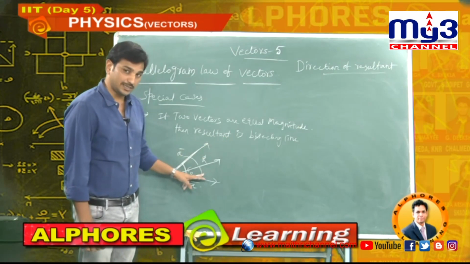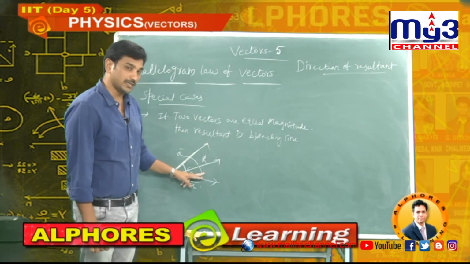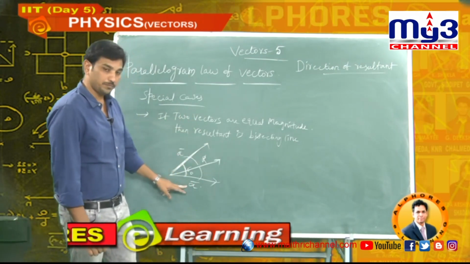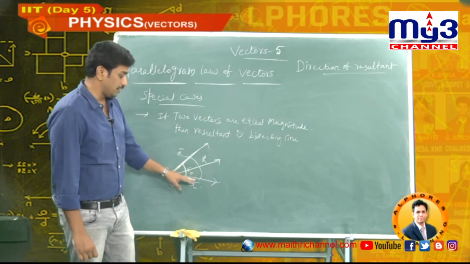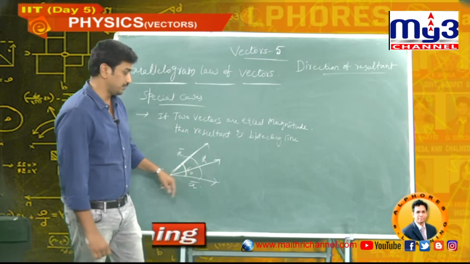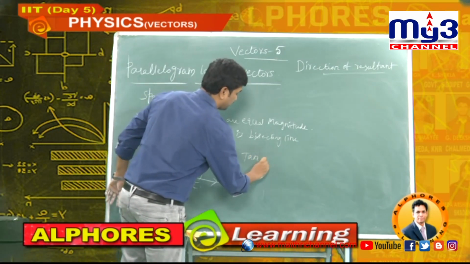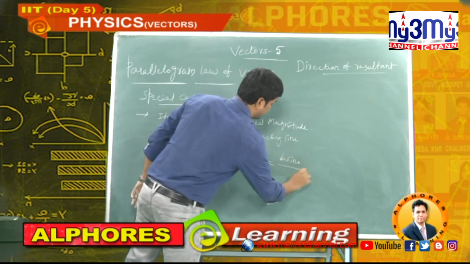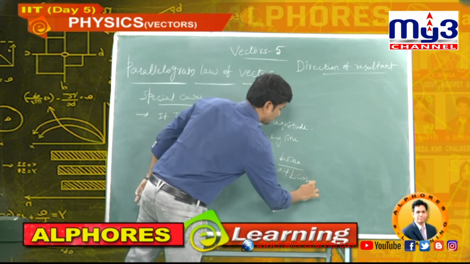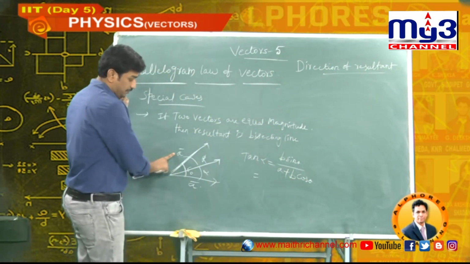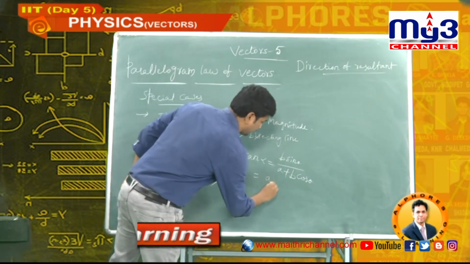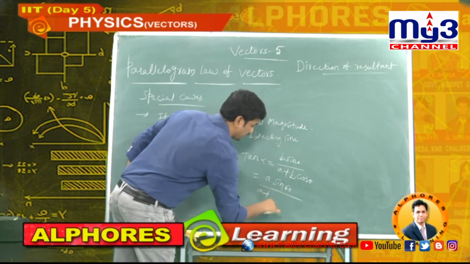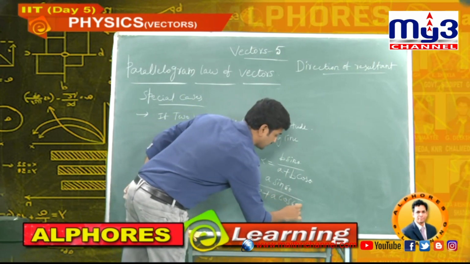Now I should prove that it is 30, then this is right. If it is not 30, then my statement is wrong. If two vectors are equal in magnitude, A and A, the resultant makes an angle of 30 with A bar. So that I should prove. Now, we know the formula: tan alpha, this is alpha, B sin theta by A plus B cos theta. B value is also A. So A sin 60 by A plus A cos 60.